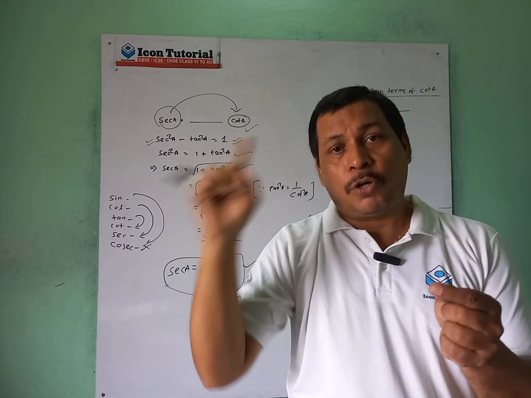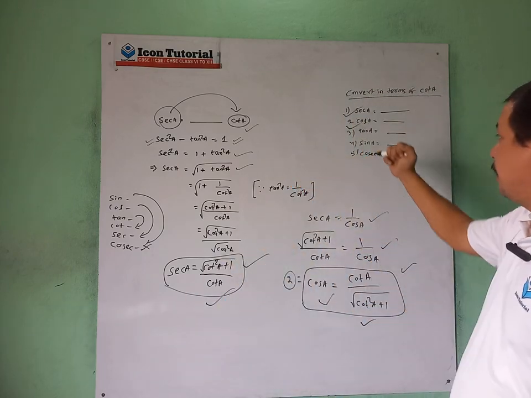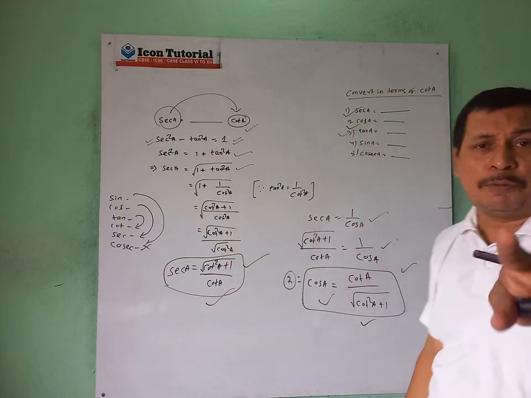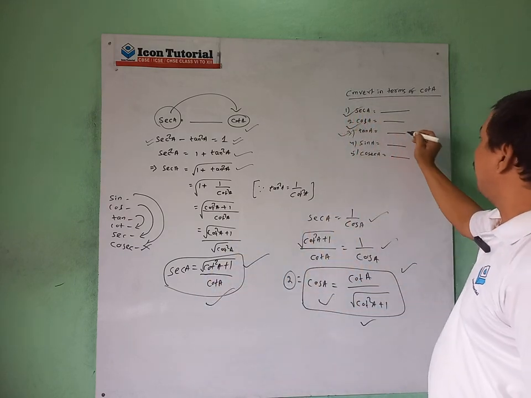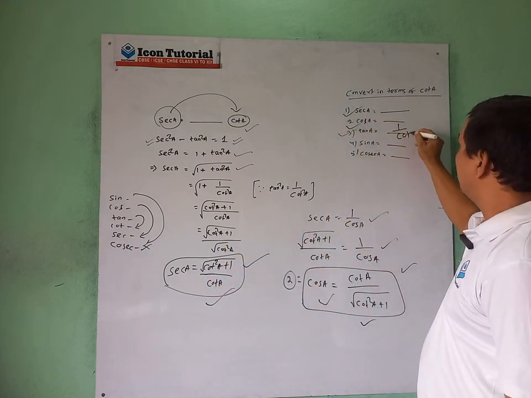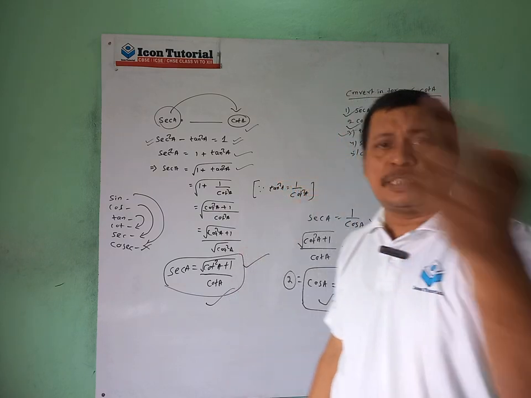Sec A and cos A are both converted to cot A, right? Now for tan A, you can directly put the formula, because tan theta is equal to 1 by cot theta. So directly tan A is equal to 1 by cot A. One step is enough.